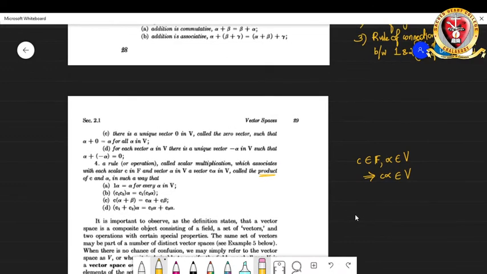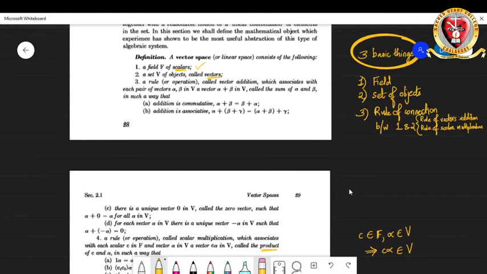From this, you have an inference. What are the inferences? You have the set V along with the vector addition, which is the operation we talked about at first. So V along with the operation vector addition is an abelian group.